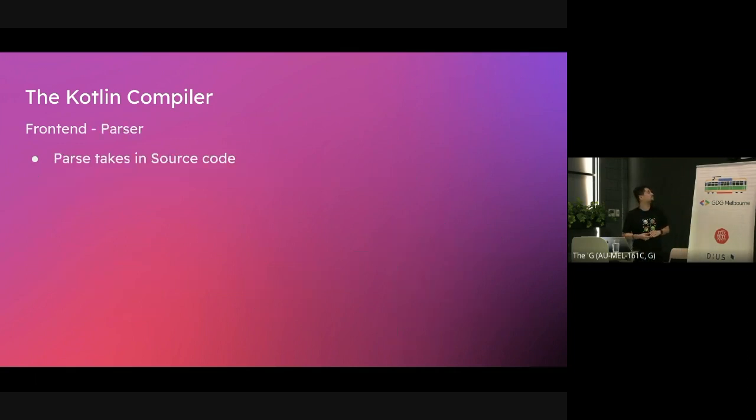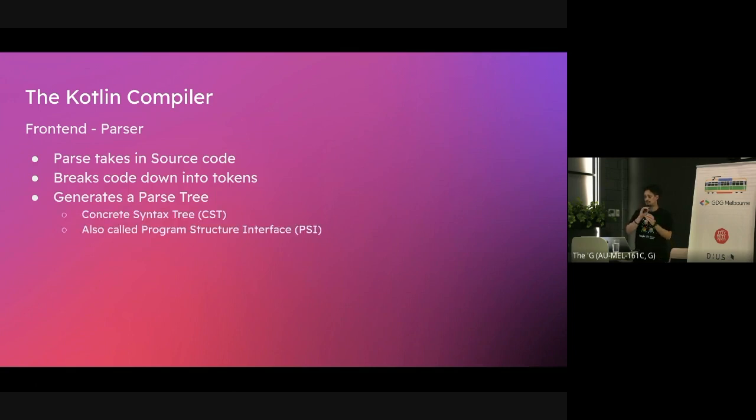Let's talk about the parser first. The parser takes in the source code. It breaks it down into tokens, lexical tokens, and I'll show you some code of exactly what these tokens are. And this creates a parse tree. Now, this parse tree is PSI, Program Structure Interface. That's PSI, and it's a very, very important thing in Kotlin.